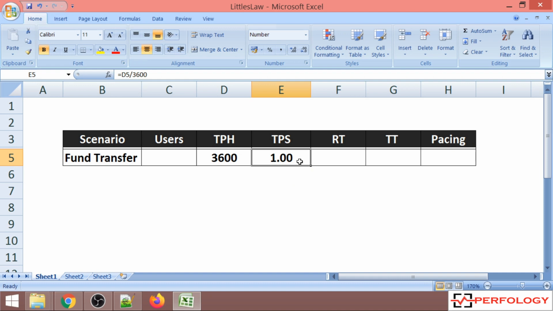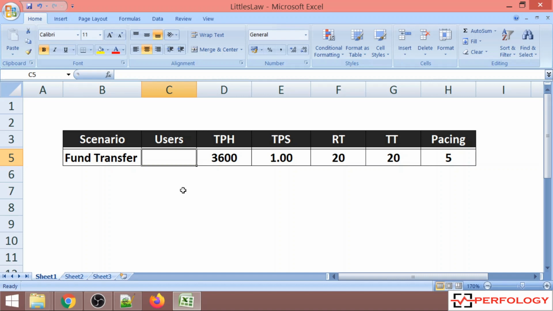After my fund transfer scenario was created, I will do a single iteration of that fund transfer scenario, excluding think time and pacing. Let's assume that the response time which I got was 20 seconds. The total think time across my scenario is, say, 20 seconds. And I have specified a pacing of 5 seconds at the end of my fund transfer scenario. So now we have these values. On the basis of these values, using the Little's law formula, we can calculate how many users we will require to achieve 3600 TPH.